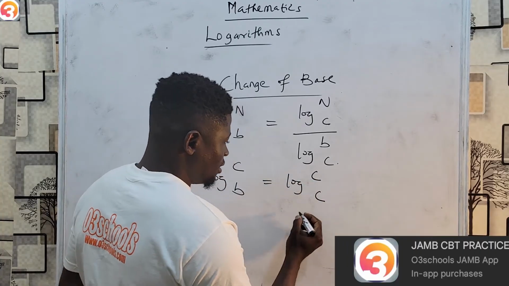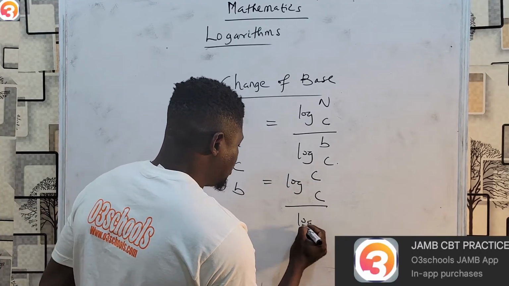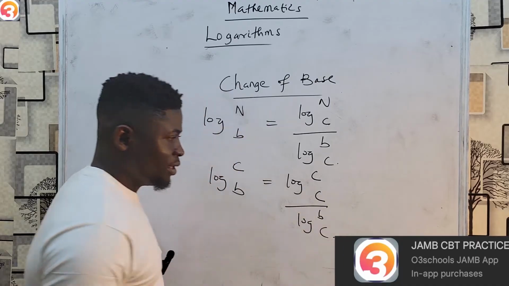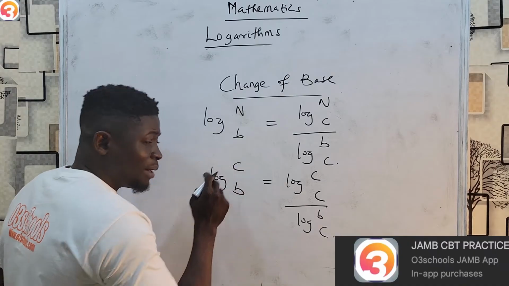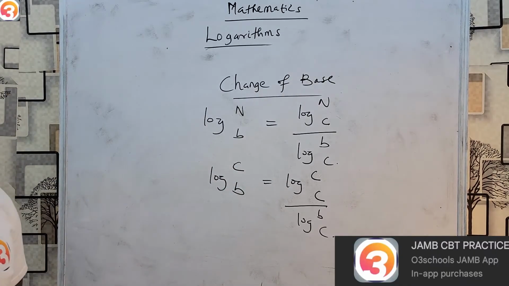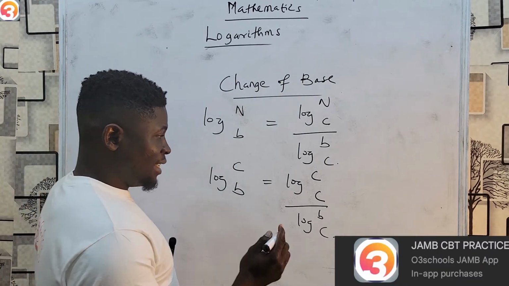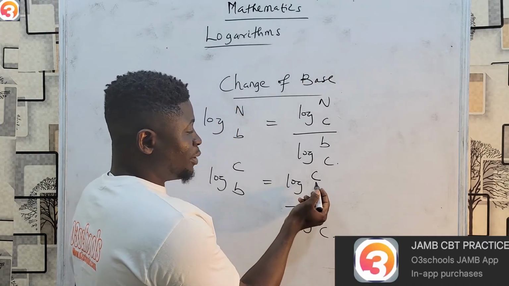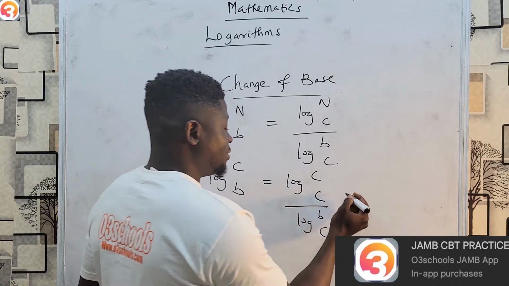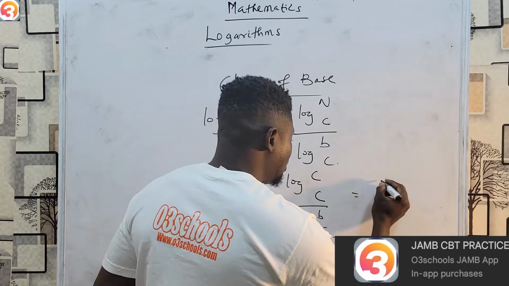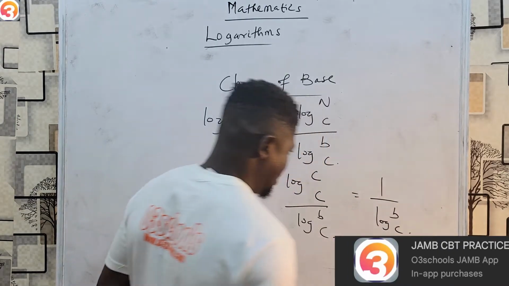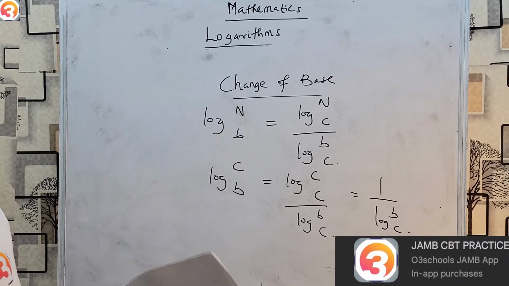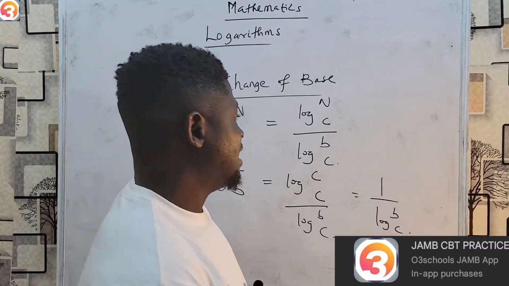C to be C over logarithm of what? B to be C. So the base can also, even the new base we're introducing, can also be the number you're operating with, or that you're looking for. So in this case, you know that the logarithm of a number to the same number is equal to 1. So this is equal to 1 over logarithm of B to be C.